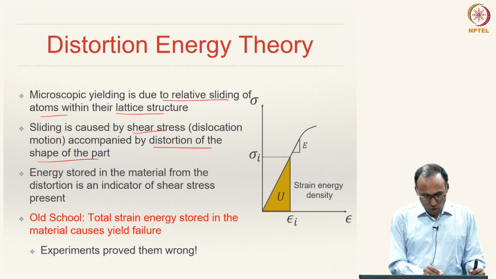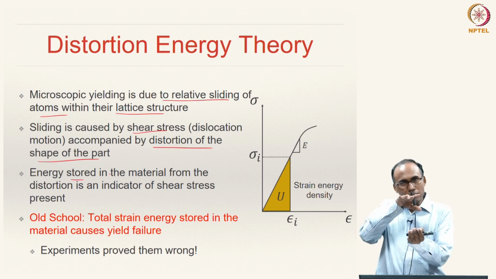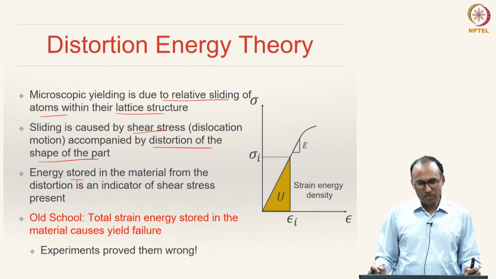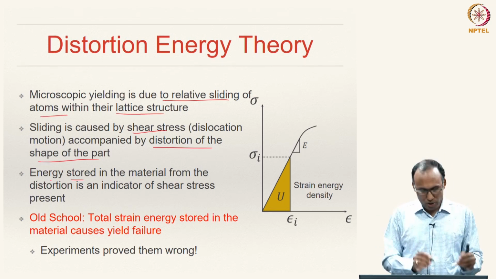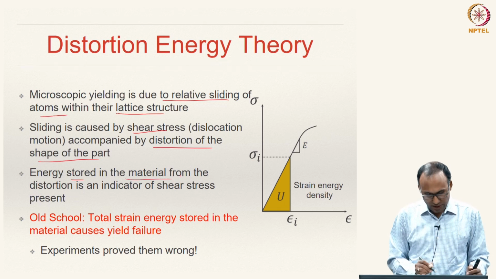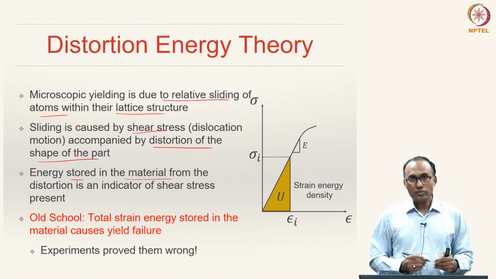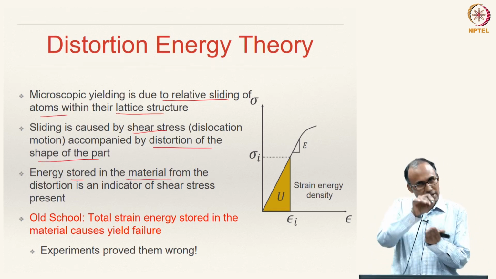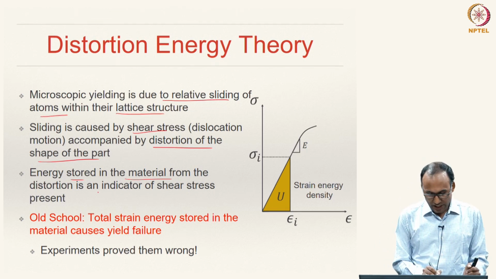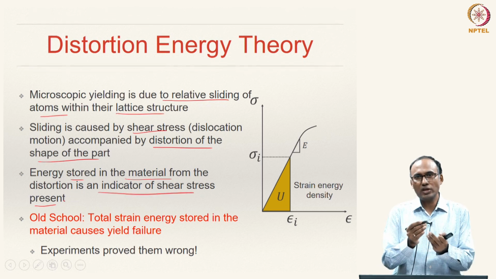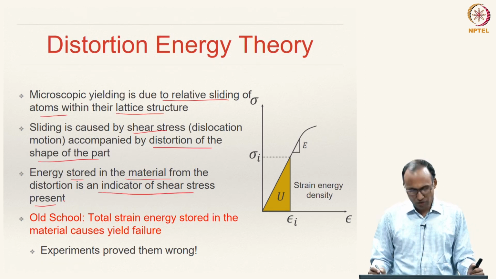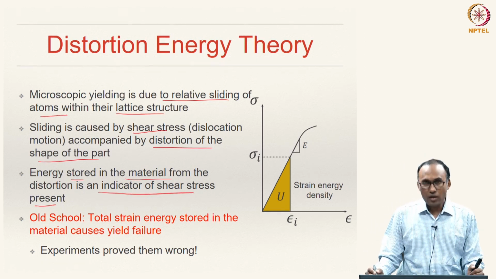So, because of the work that you are doing by applying external forces, there is some energy stored in the material. The energy stored in the material from the distortion part, just by shearing, is an indicator of the shear stress present, right, because that is what is causing the plastic deformation.